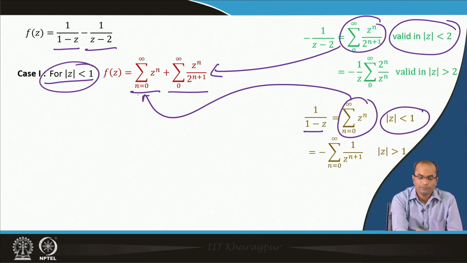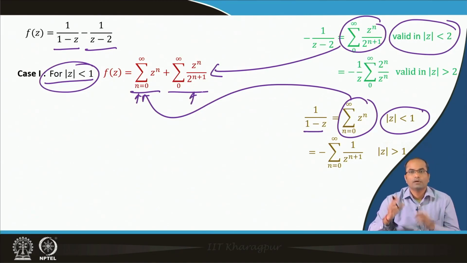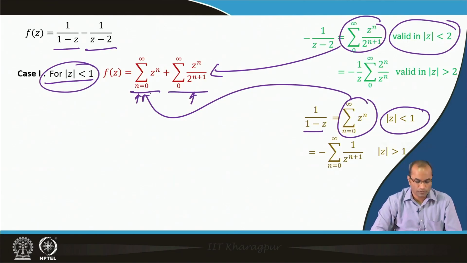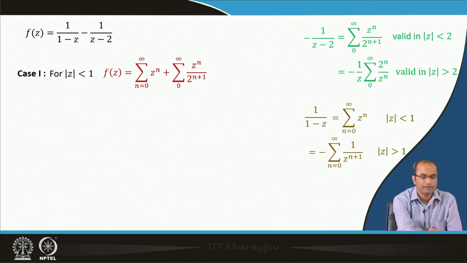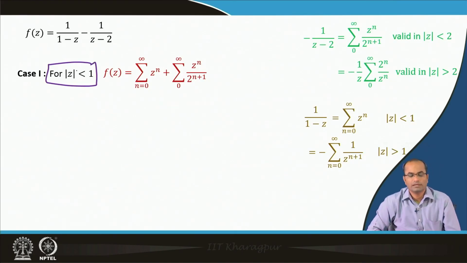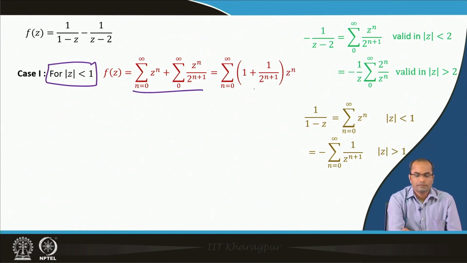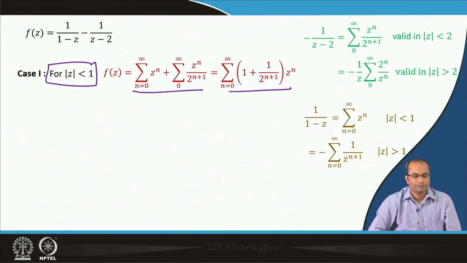So, this is valid for mod z less than 1, this is valid indeed for mod z less than 2, but as a whole this will be valid definitely for mod z less than 1, because both are valid in mod z less than 1. So, that is the trick we have used. Now we have one expansion which is valid for mod z less than 1. With this we can combine just to have this form.